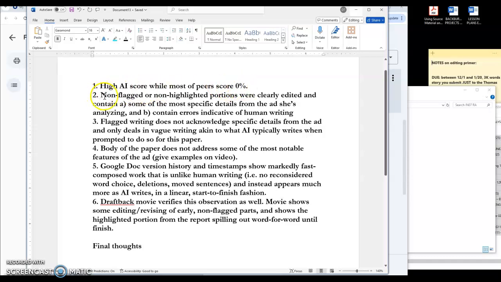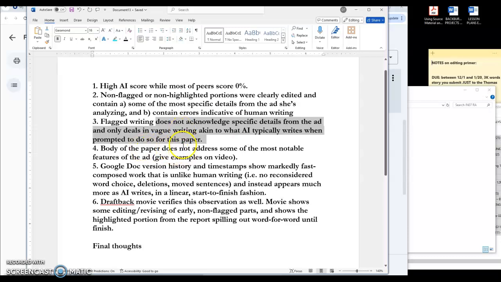Interestingly, the non-flagged or non-highlighted portions that CopyLeaks gave were clearly edited, and you can see that from the Google Doc, which means more human writing. Some of the most specific details of the ad she's analyzing fall in that section, and it also contains some errors, which would also be indicative of human writing. So then the latter 2/3 of the document, which would be the flagged and highlighted writing on CopyLeaks, does not acknowledge specific details from the ad and only deals in vague writing akin to what AI typically writes for this particular assignment.